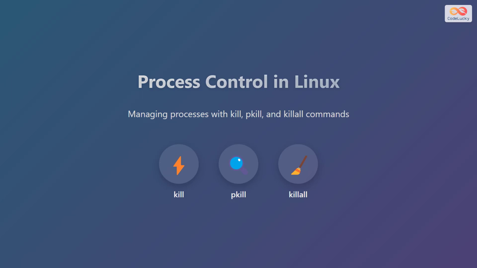Welcome to this presentation on process control in Linux. We will explore how to manage processes using the kill, pkill, and killall commands. These commands are essential for any Linux user who wants to understand how to control and manage running applications and services on their system. We will cover each command's purpose, usage, and best practices.